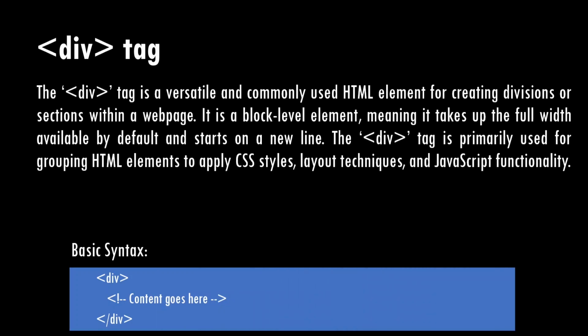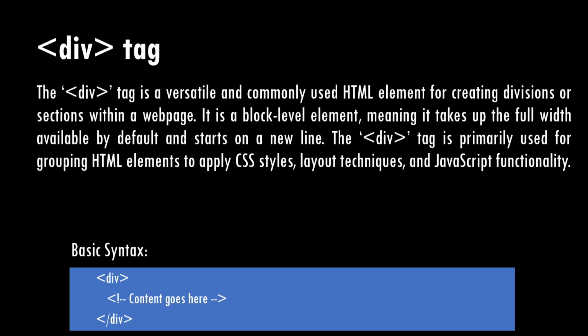So use the div tag primarily for layout purposes and when no other semantic element is suitable. Use semantic HTML elements like header, main, footer, article, and section when appropriate instead of div to improve the accessibility and SEO of your web page.